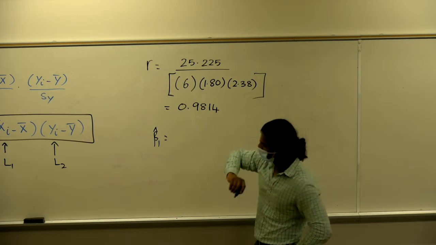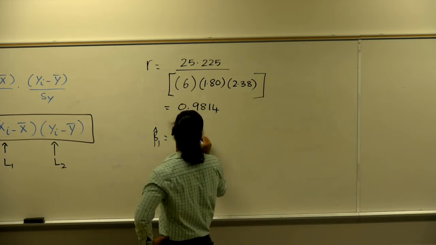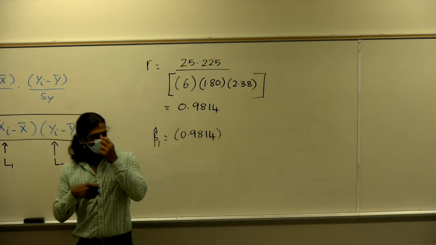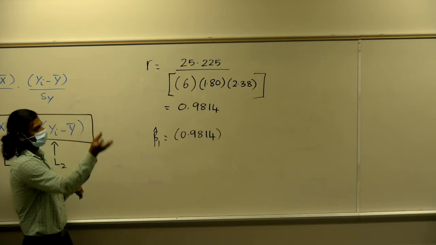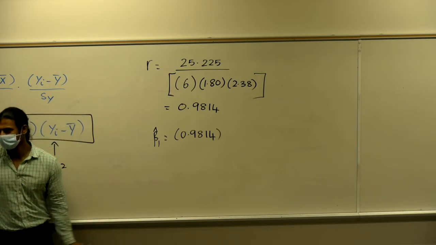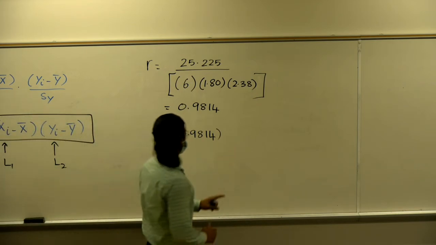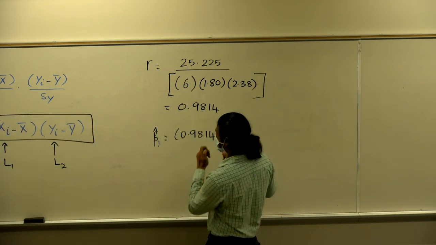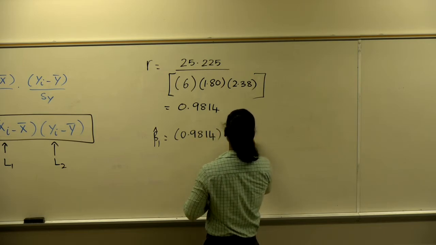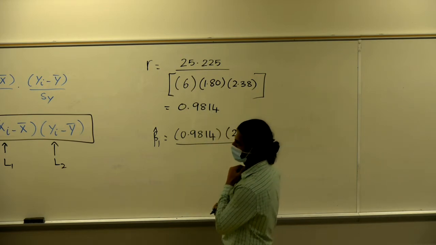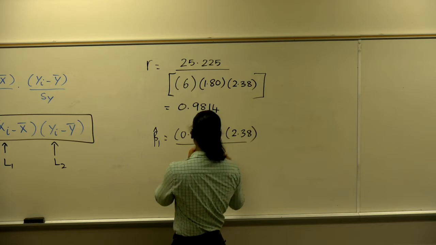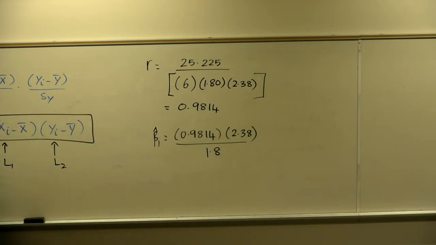We know the value of r now, which is 0.9814. So do we expect a strong linear relationship? I shouldn't say expect. Do we see a strong linear relationship? Yes. So multiply that by the standard deviation of y, which is 2.38, divided by the standard deviation of x, and you get 1.8.